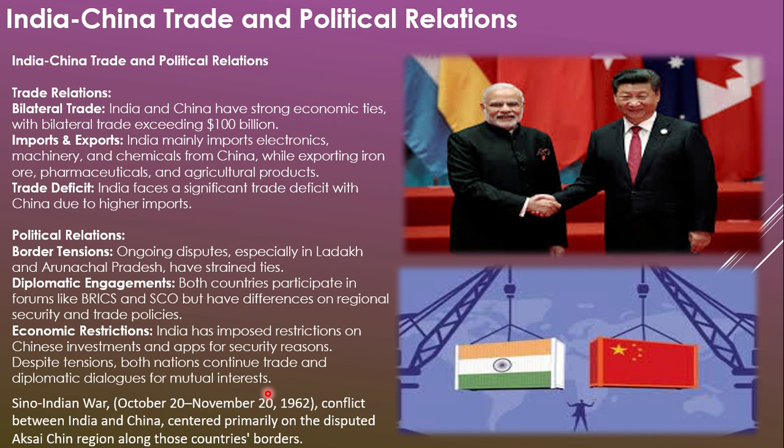And we know the 1962 Sino-India War. Under this conflict, India and China centered the primary dispute on the Aksai Chin region along their border. Okay, so we know that China is our neighbor and we share a long boundary with China. So under this, we have multiple dispute points. But in 1962, there was a war, due to this Aksai Chin region.